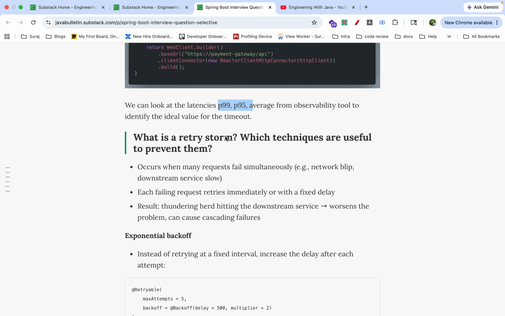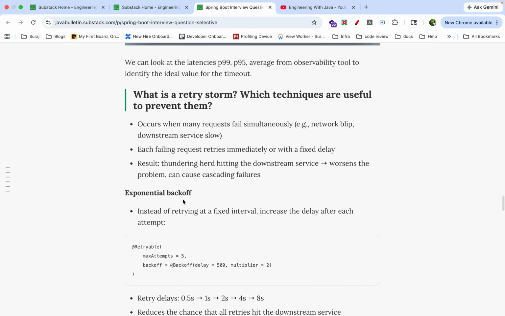Another question is, what is a retry storm? Which techniques are useful to prevent them? So what happens is, when we have a transient error like a network blip, we set up the retries. But what if all of them start retrying at the same time? The problem is, if all of them retry at the same time, we are going to have so many requests hitting the downstream servers at the same time. This basically worsens the problem because we'll have a cascading issue.